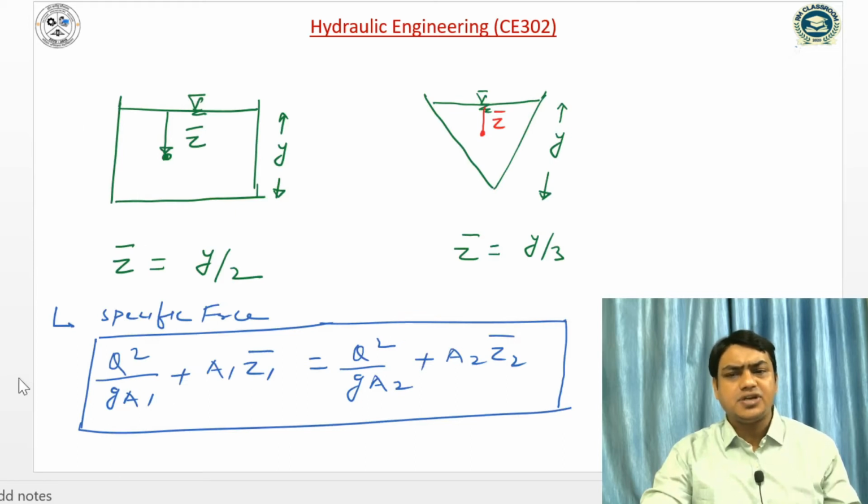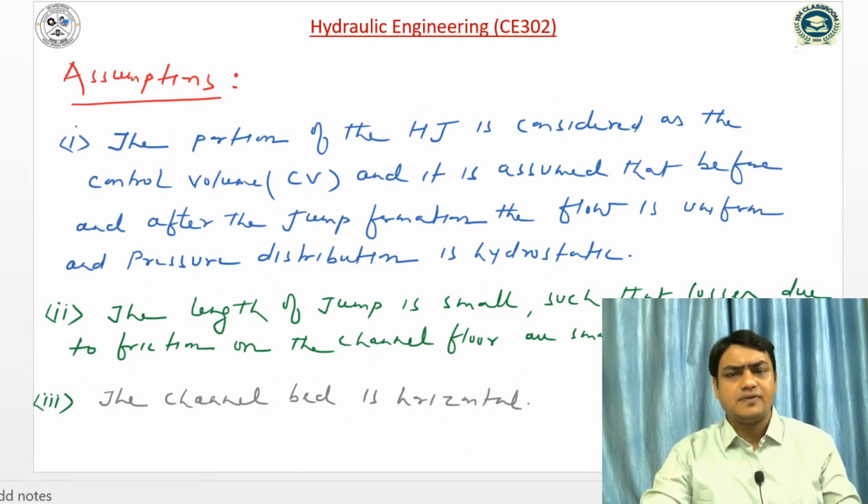Here Q is the discharge, A is the area of the channel, and Z bar is the centroidal distance from the top level, from the top width. So at two sections we can write the specific force: Q square by A1g plus A1 Z1 bar is equal to Q square by A2g plus A2 Z2 bar. For a rectangular channel, what is Z1 bar? Z1 bar is y by 2. Here we can also say that Z1 bar is y by 3. So these are the various assumptions.